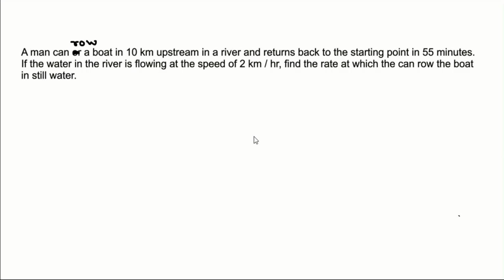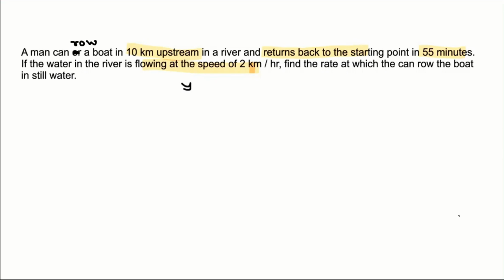Okay. Now look at the sum. A man can row a boat 10 kilometers upstream in a river and returns back to the starting point. So he is going upstream and downstream and returns back to the starting point in 55 minutes. The water is flowing at the speed of y. Find the rate at which he can row the boat in still water.